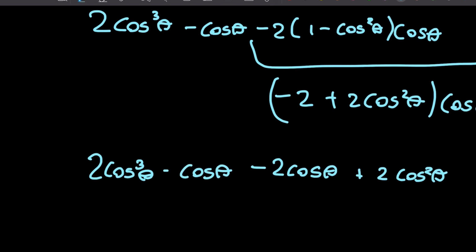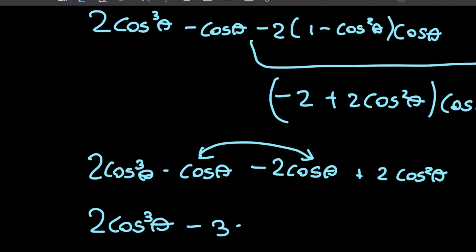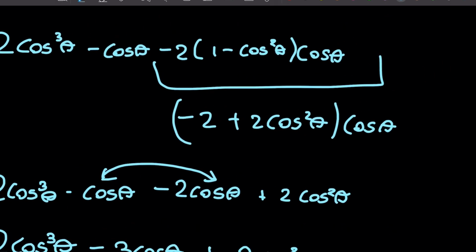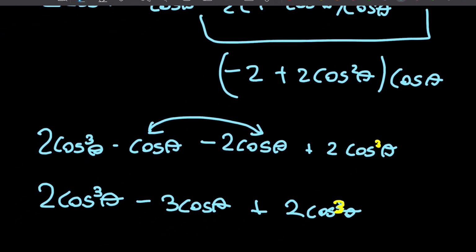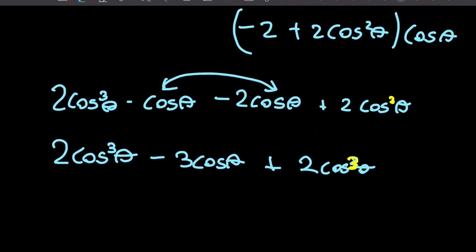Now we can simplify this just a little bit further. So we'll have 2 cos cubed theta. Minus cos theta minus 2 cos theta is just minus 3 cos theta. Wait, sorry, this is cos cubed theta now. I made a tiny error. Sorry about that. This is actually supposed to be cos cubed theta. I just realized I forgot to expand that properly. So it should be plus 2 cos squared theta times cos theta.